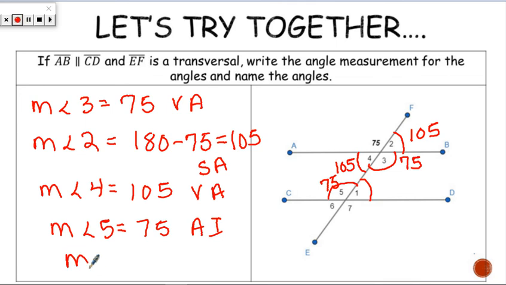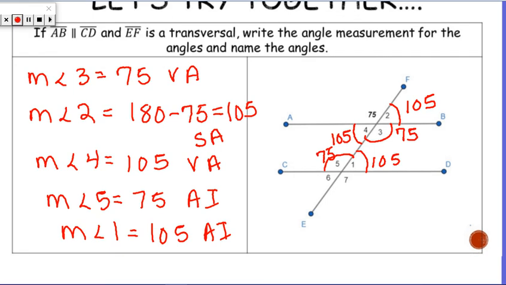The measure of angle 1 is going to equal 105, and I'm going to say because of alternate interior angles, it's the same as the measure of angle 4, or you can say 1 plus 3 should be supplementary, and you can go ahead and subtract and find what you need from there. The measure of angle 6 is going to be 105.